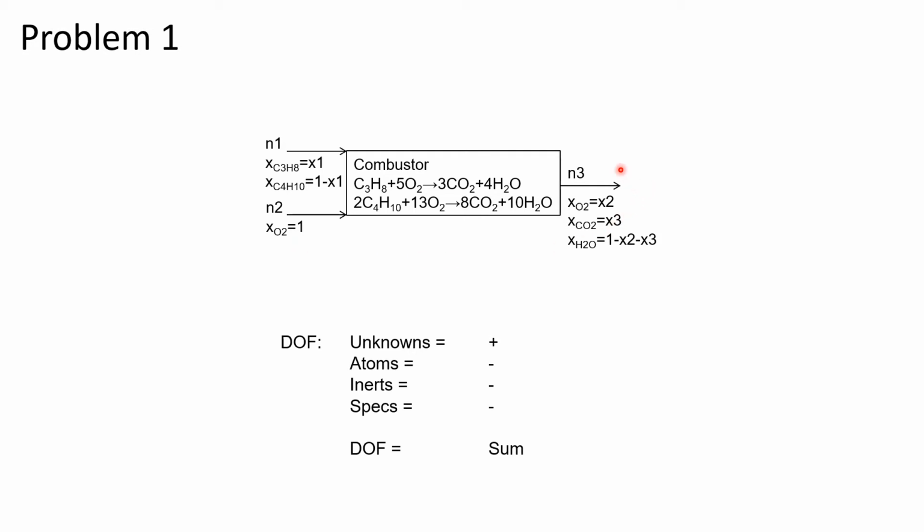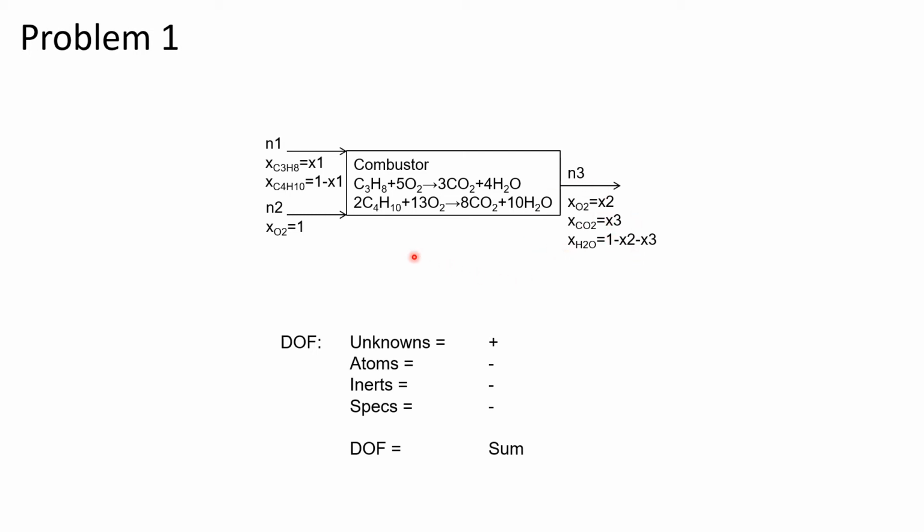The stream over here is N3, and we're not given directly much information about the compositions here. We're going to add that in later, but let's presume that we don't know any of this. We're not going to use that information we're given. So let X2 represent the mole fraction of oxygen, X3 represent the mole fraction of CO2, and 1 minus X2 minus X3 be the mole fraction of water. Actually, we do know that this is 49.4% or 47.4%. So let's presume we didn't put that information here.